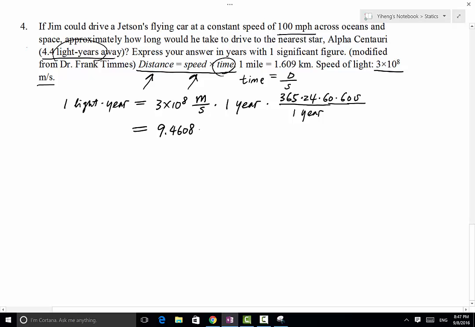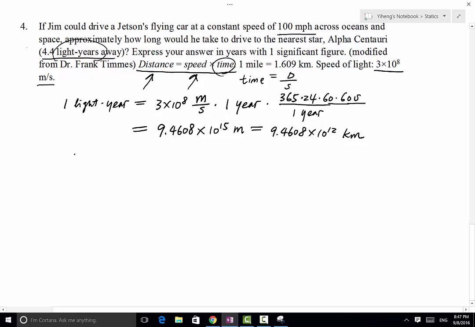9.4608. Let me keep 5 significant figures for now, because this is an intermediate step, times 10 to the 15th power meters, and that equals, converting that into kilometers, 9.4608 times 10 to the 12th power kilometers. So that's 1 light year. Of course, if the distance is 4.4 light years, we need to multiply this distance by 4.4.